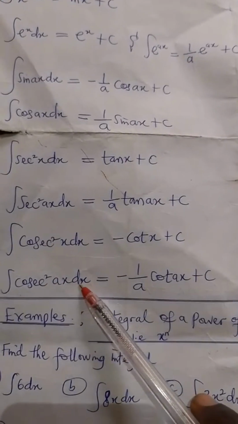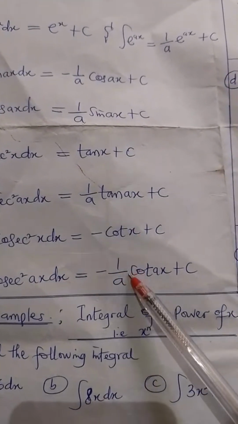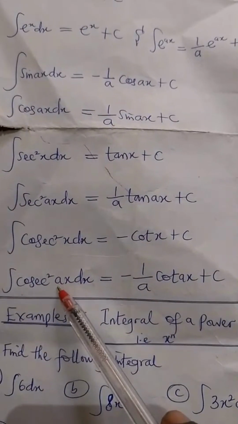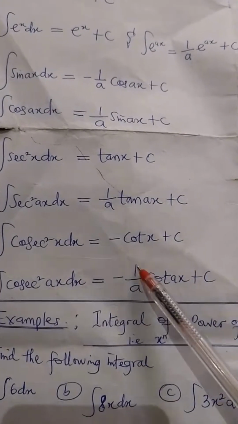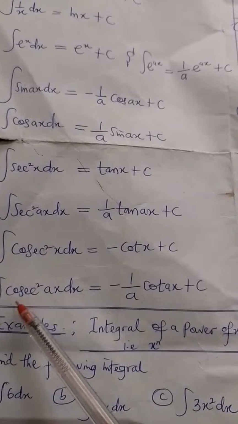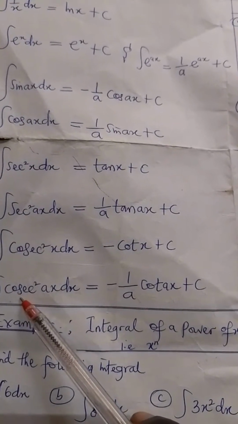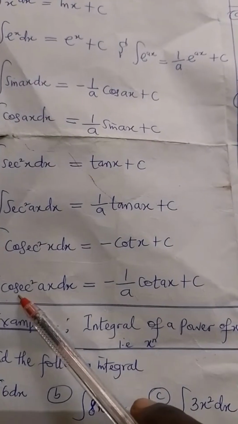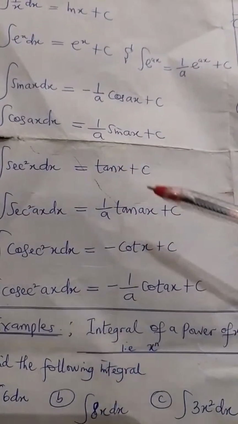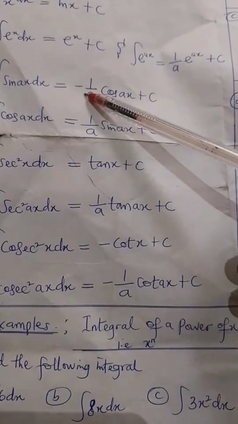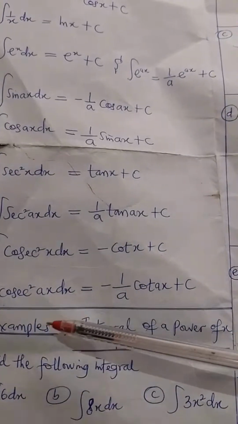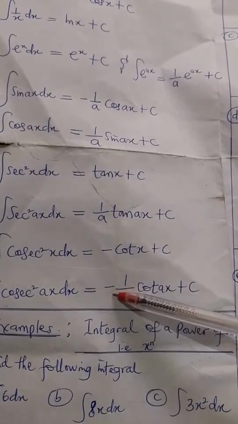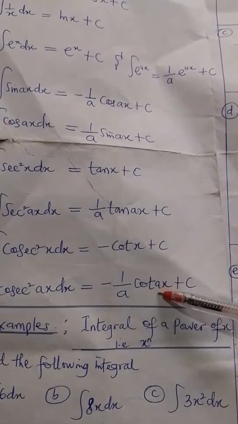Cosec square ax dx. Can you see it? Minus 1 all over a. That is, always bring out the constant, that is the number in front of x. Bring it out and write 1 all over that number. Can you see cosec as well? Just like I told you that anytime you have this sign, it's going to be negative. Cosec as well, anything cosec square theta, you are going to have a negative sign for your integral value.